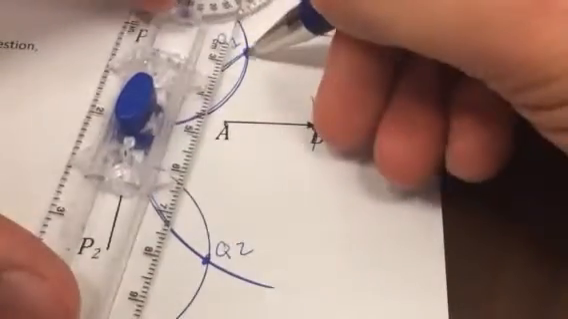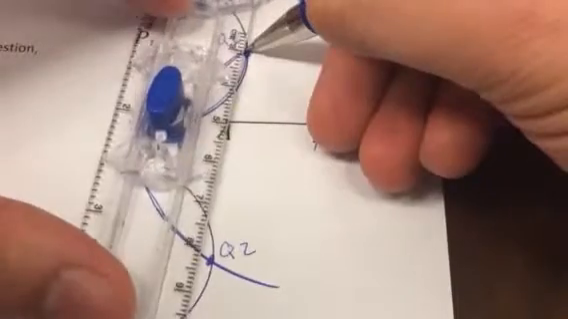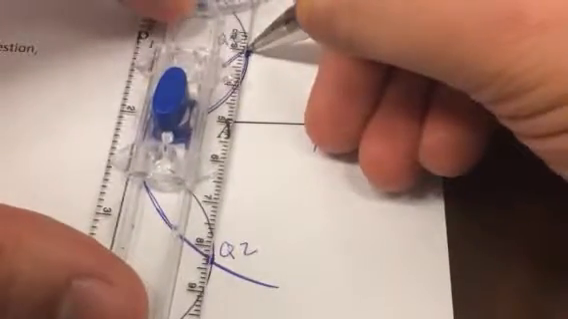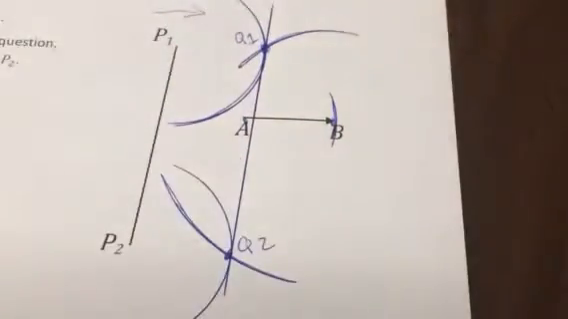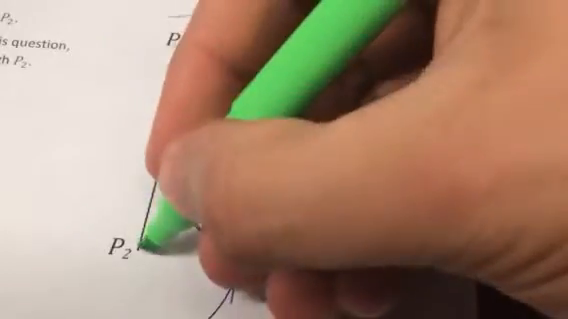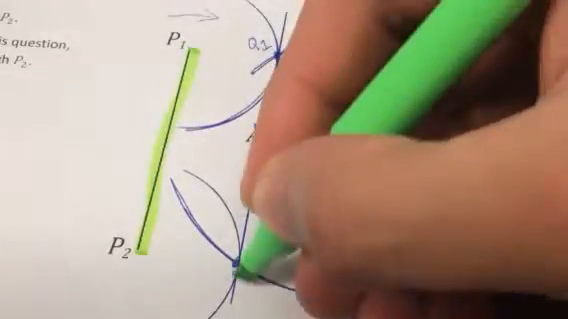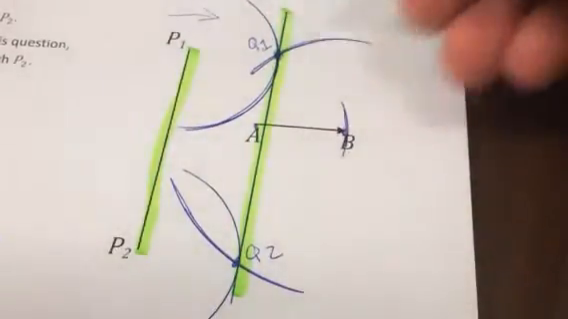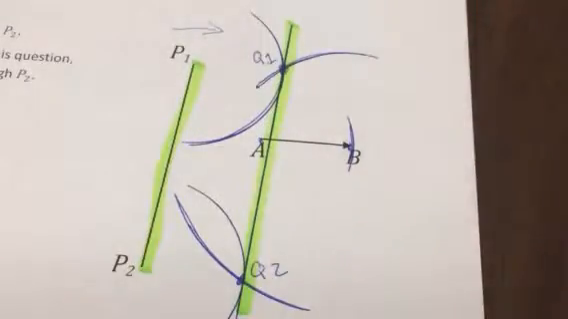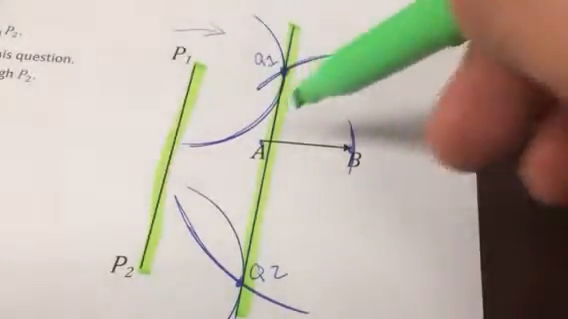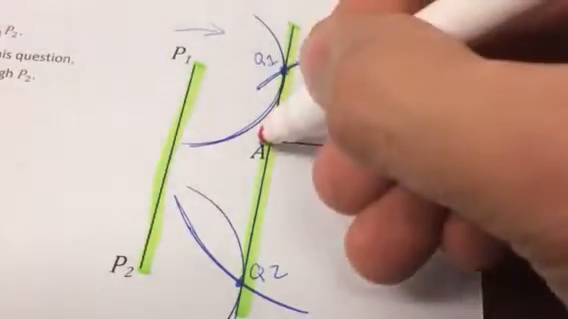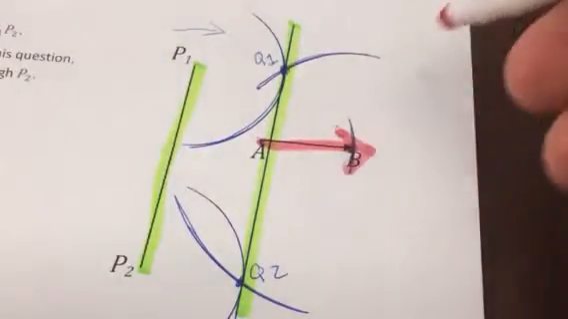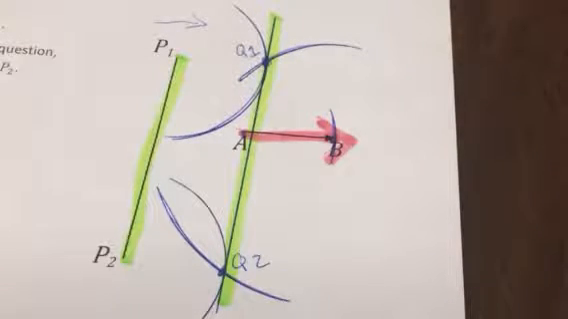So I'm just gonna connect my Q1 with my Q2, just like so. And now I translated that line. So this line and this line are now translated between Q1 and Q2. And it was moved over by vector AB. So I moved in that direction by that distance.